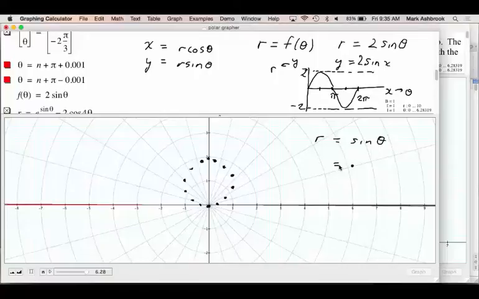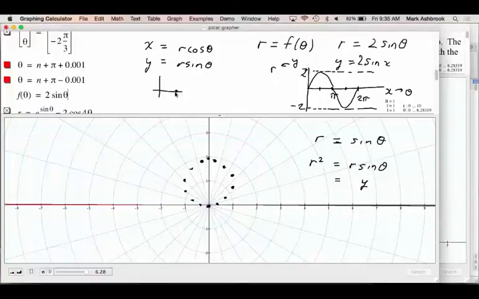So it would be really nice if this was r sine theta, and then it would just be y. But I can't just make this r sine theta unless I do what? Multiply both sides by r. So I could say r squared equals 2 r sine theta, and this would represent the same curve. So now r sine theta is y. And what is r squared?